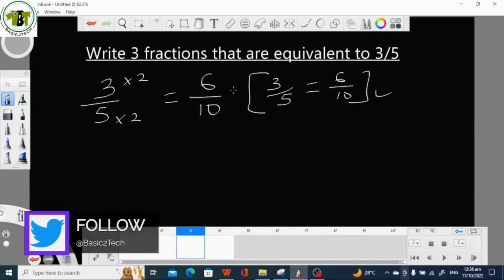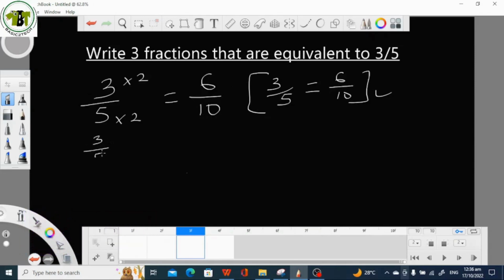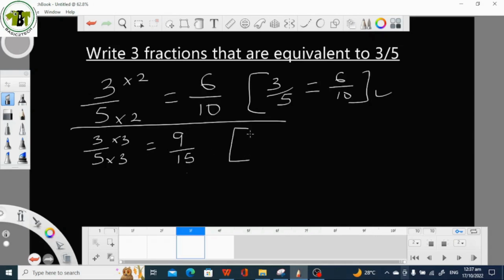The next equivalent fraction, let's try 3. So we have 3 over 5. Let's try 3, so times 3 and times 3. 3 times 3 is 9, and 5 times 3 is 15. So it means that 3 over 5 is the same as 9 over 15. So 3 over 5 is equivalent to 9 over 15.